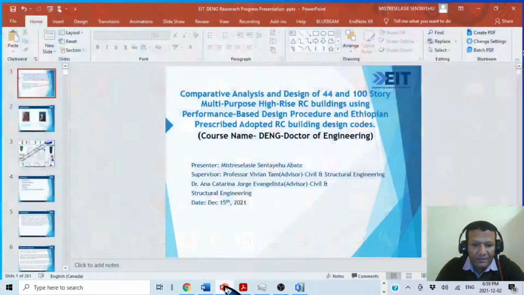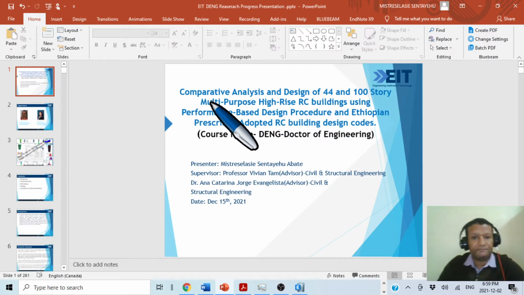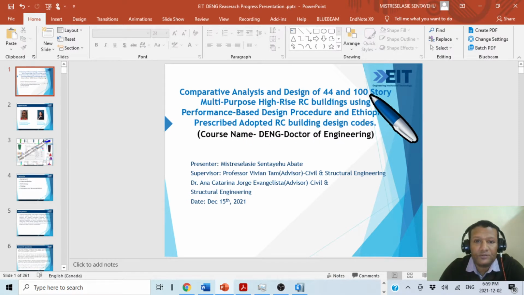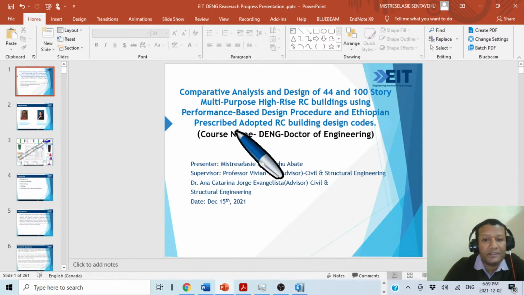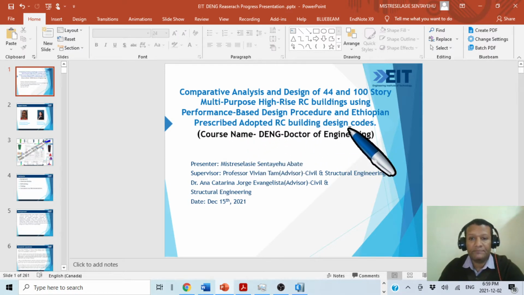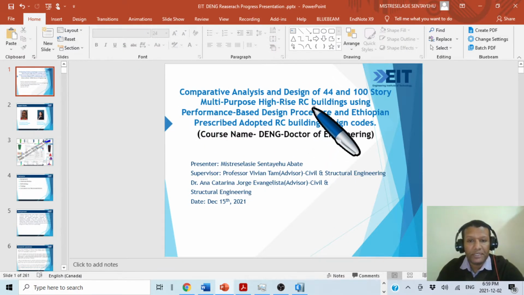So as you know, this is the comparative analysis and design of 44 and 100 story multi-purpose high-rise RC buildings using performance-based design procedure and the Ethiopian prescribed adopted RC building design code. This is my topic, as you know.